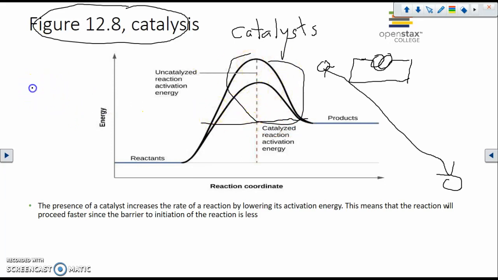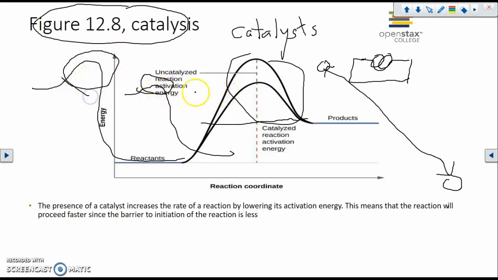So the main key for knowing whether a reaction is being catalyzed or not is looking at the activation energy. Let's say the first reaction looks like this, and then I give you something with a smaller hump. The lower the hump, the more likely that there's a catalyst or an enzyme involved. In biological systems, catalysts are called enzymes. So in living systems, the catalysts are enzymes.